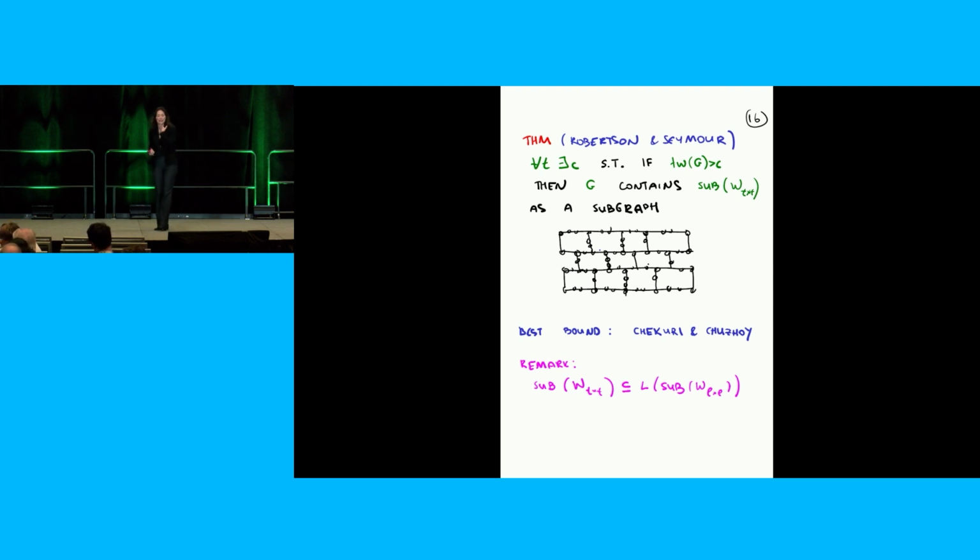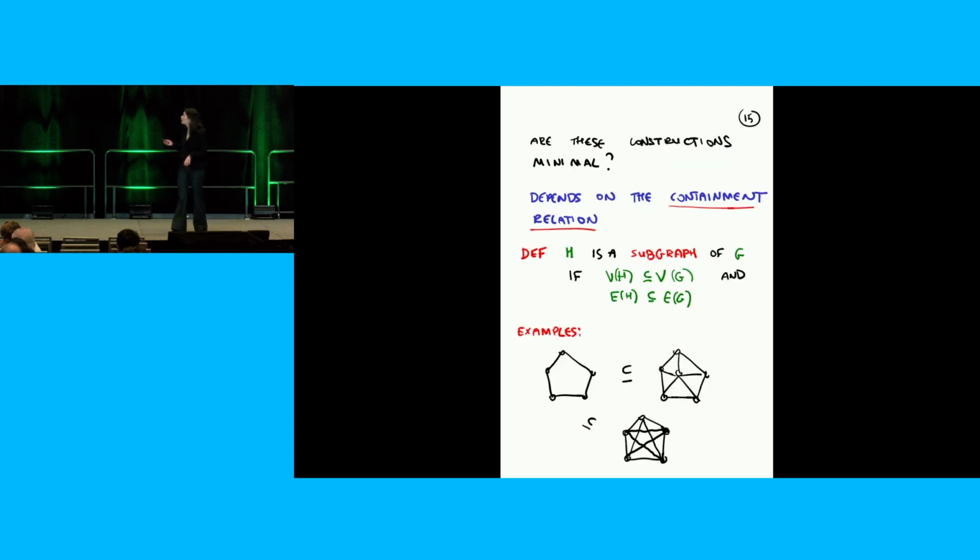And about maybe 10 years ago, there was some work on trying to improve the relationship between the C and T. And the best bound currently is due to Chekuri and Chuzhoy. That was actually a very big deal 10 years ago, because Robertson and Seymour had an exponential bound, and Chekuri and Chuzhoy had a polynomial bound. And it's a big difference in many ways. Okay, so for subgraphs, you just need to think about the subdivided wall.